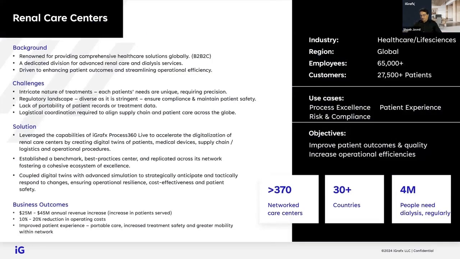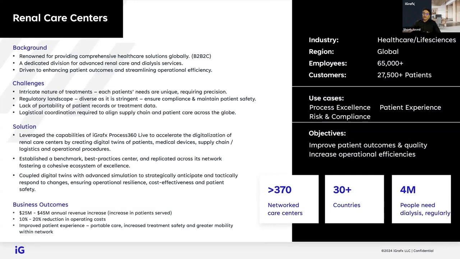All right, so let's go from theory to a real world example here. This is one of our customers, a large company providing a number of healthcare solutions, one of which includes renal care centers. So this is for dialysis. They have more than 370 networked renal care centers that are spread over 30 plus countries, with 4 million people needing dialysis daily, regularly.